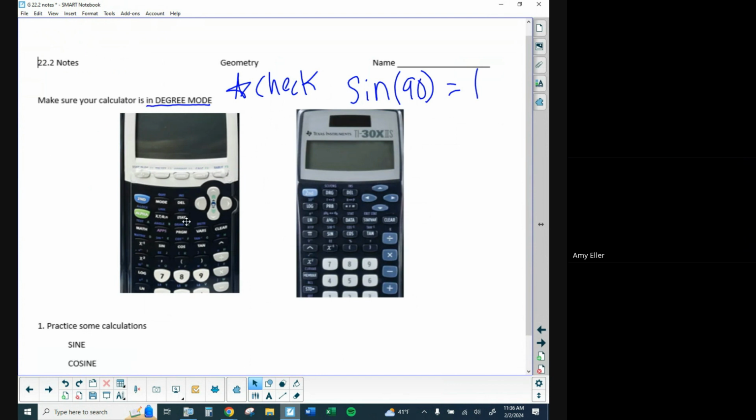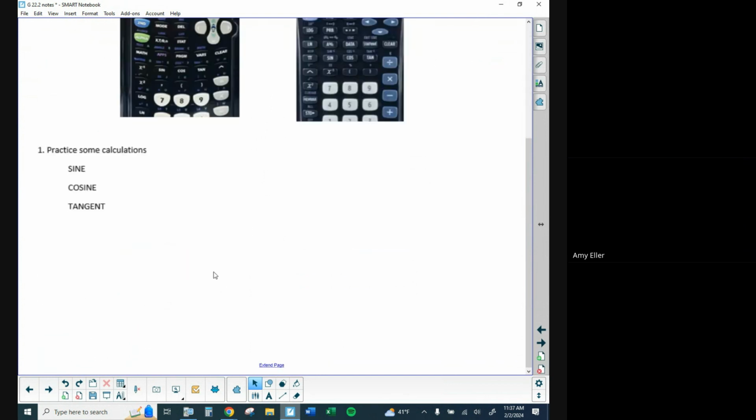Okay, let's do some other practice calculations. Sine, that can be abbreviated SIN, like we've already talked about. Cosine was right by the sine button. We abbreviate that COS. And of course, you saw right by those buttons, there's a tangent button, which we abbreviate TAN. Let's just make sure we can type things in.